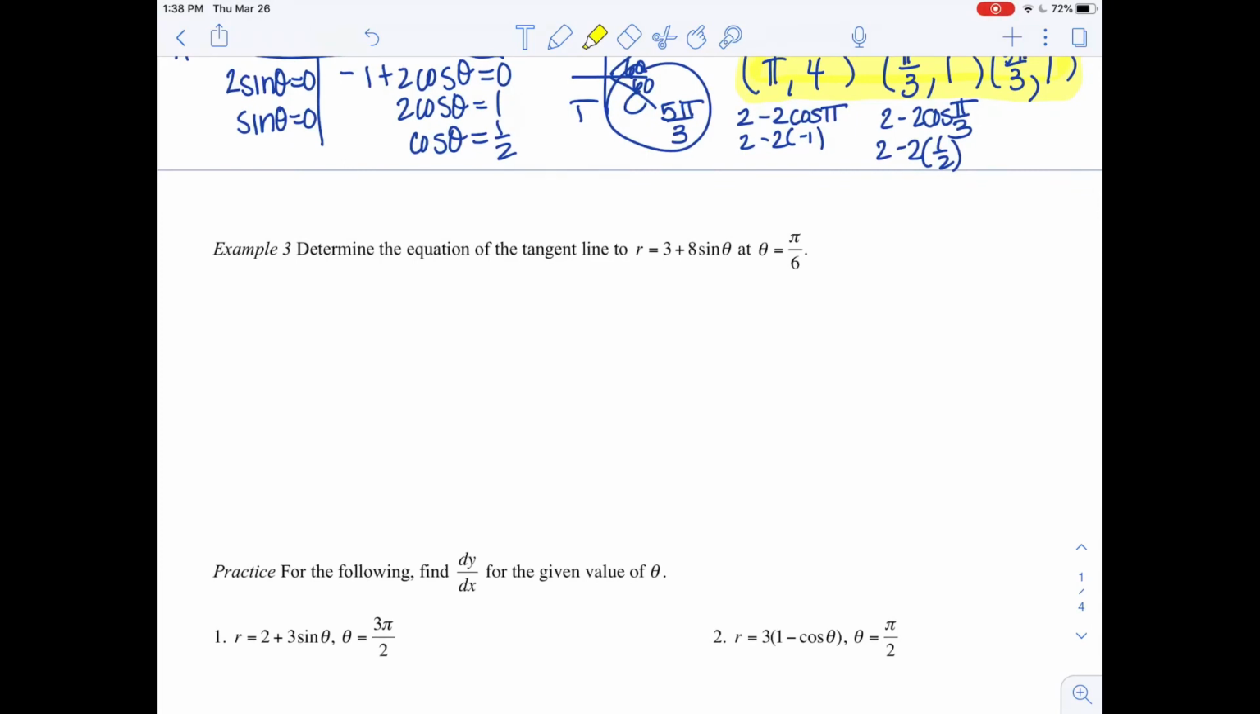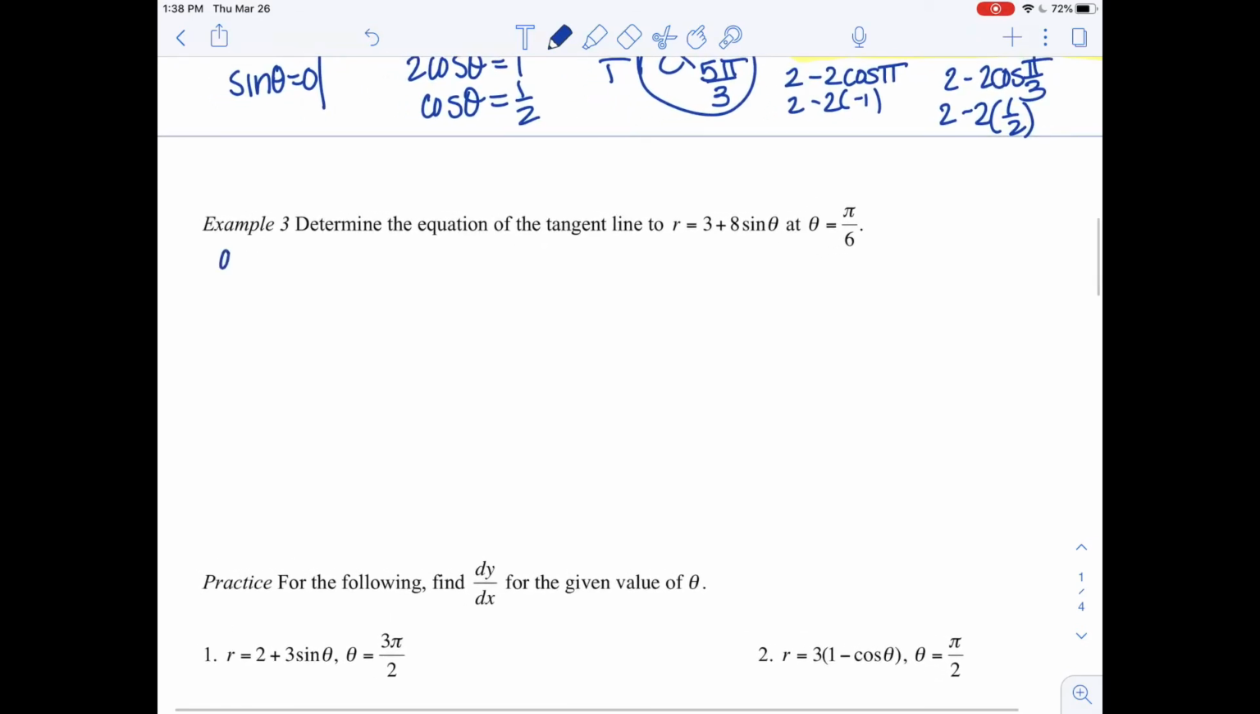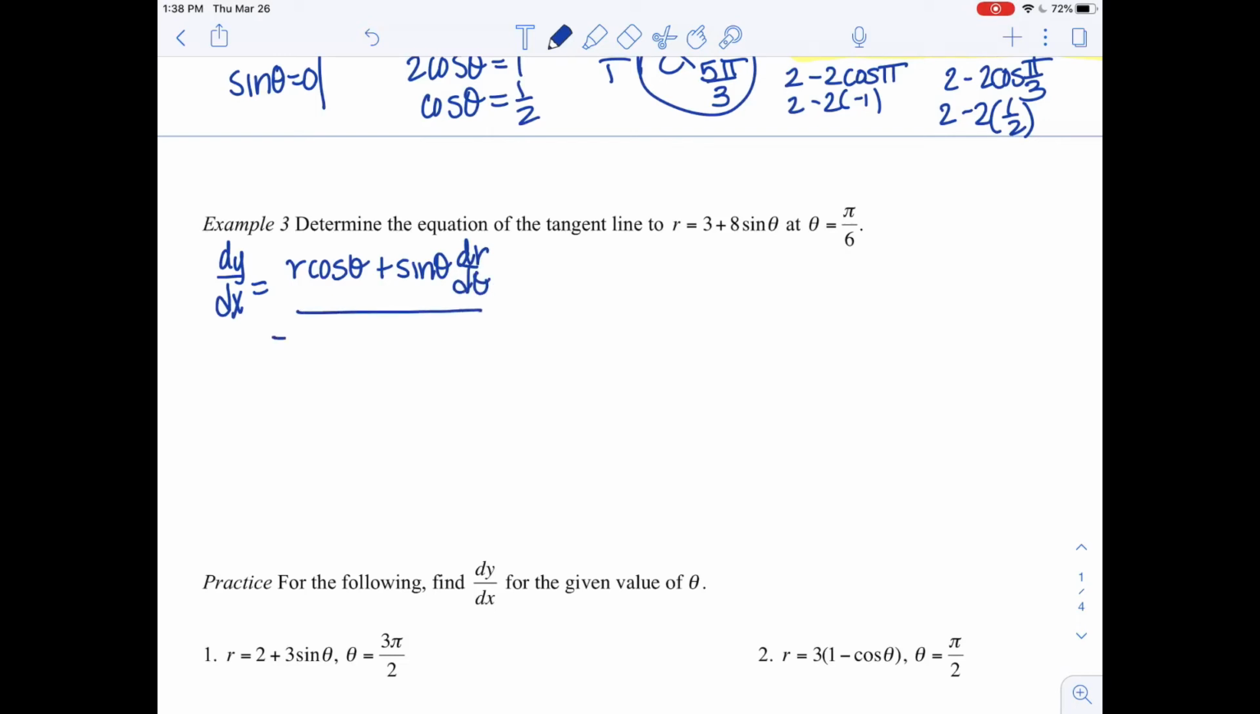Let me just talk about really quickly if you had to actually create a tangent line, like you can see in example number 3 here. It says determine the equation of the tangent line at pi over 6. So in a similar fashion to what I did in the previous problems, I'm going to start with my dy dx being that formula: r cosine of theta plus sine of theta dr d theta, all over negative r sine of theta plus cosine of theta dr d theta.